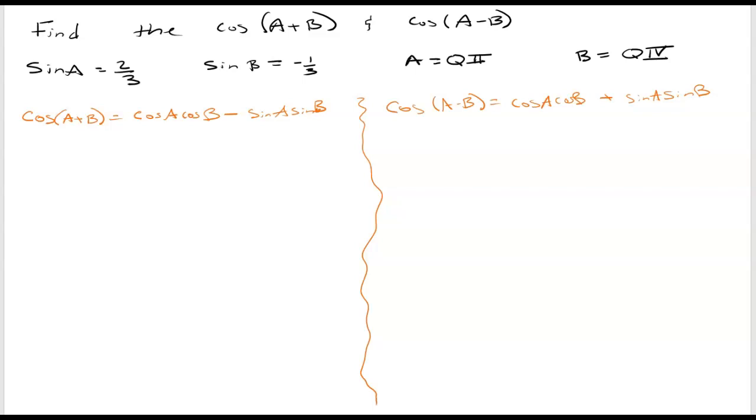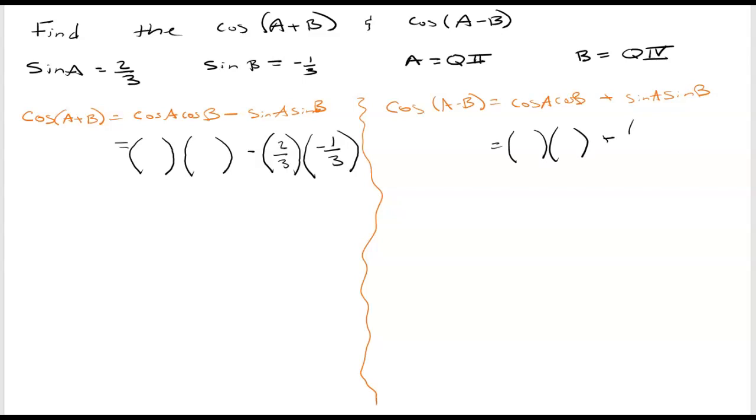All right, so the first thing I'm going to do is write out what I know. So I was not given cosine of A, so I'm going to leave that blank. I was not given the cosine of B, so I'm going to leave that blank. I was given the sine of A, so I'm going to write that as 2/3. And I was given the sine of B, which was negative 1/3. Over here, it's the same thing. I was not given cosines, but I was given both my sines.